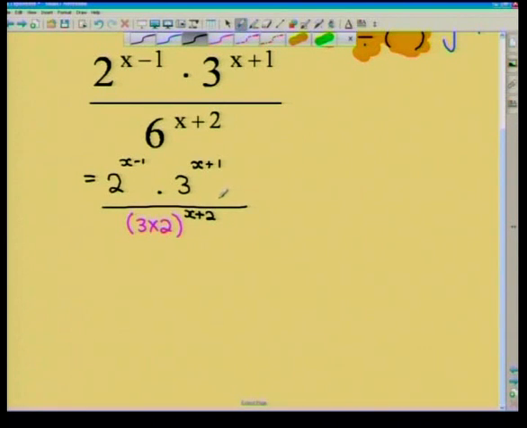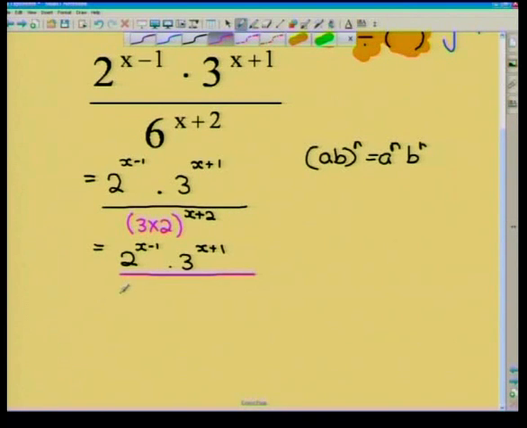Now notice that if I look at this, this now can split up. Remember my rule, (ab) to the n is a to the n, b to the n. So let's use it. So it's 2 to the x minus 1 times 3 to the x plus 1. And this now, using my rule, will become 3 to the x plus 2 times 2 to the x plus 2. So that's a straight application of this particular rule.